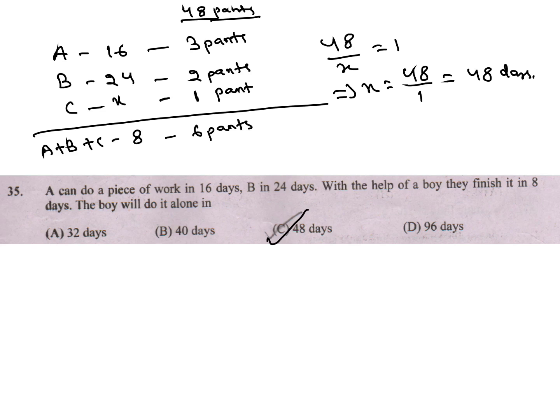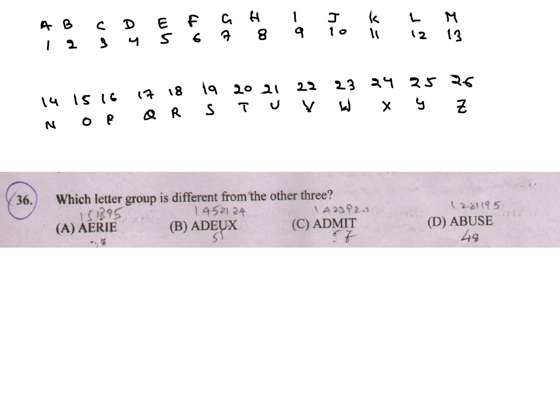Question is, which letter group is different from the other three? AE, RIE, ADE, UX, ADMIT, ABUSE. So A is 5, A is 1, E is 5, then R, like this you have to do.